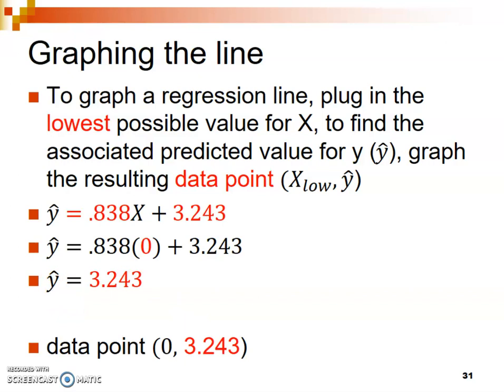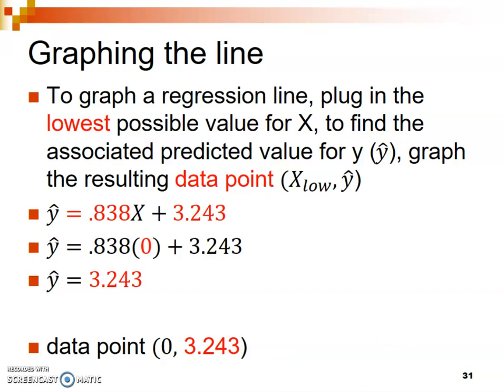So that gives us the data point of when our x is 0. Again, we plugged that into the equation here. Our lowest possible x was 0. So when x is 0, we predict that the y hat, the predicted value of y when our x was 0, is going to be 3.243. We're going to use those data points later to graph our regression line.